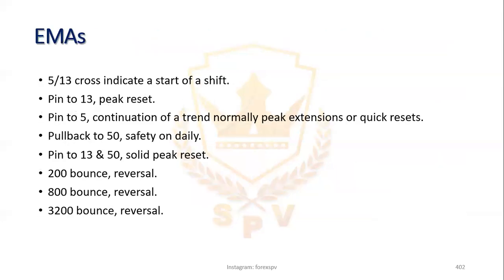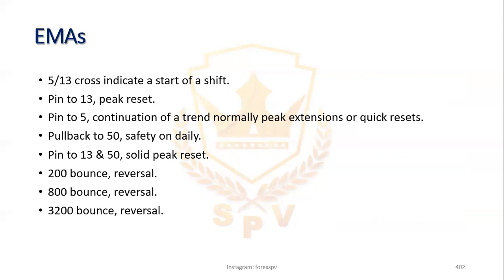We also observed the exponential moving averages. Like 5 and 13 crossover indicates a start of a shift, and this is on the daily time frame. A pin to the 13 EMA on the daily is a peak reset on the hour. A pin to the 5 EMA usually is a continuation of a trend. It can be a peak extension, price extension, or a quick reset on the hour. And a pullback to the 50 EMA is usually a safety on the daily. A pin to 13 and 50 is a solid peak reset.